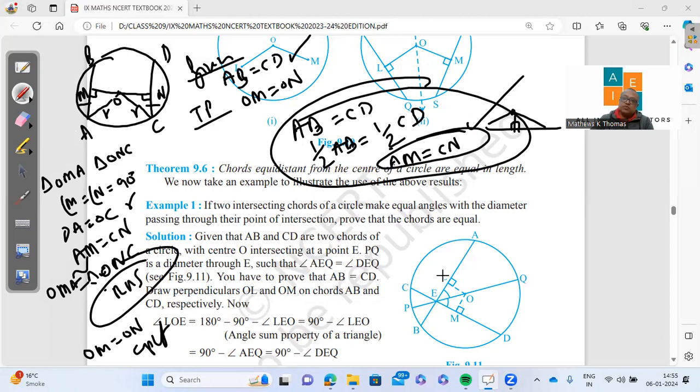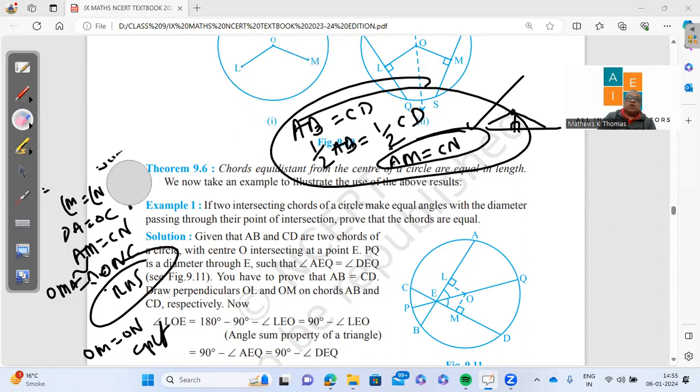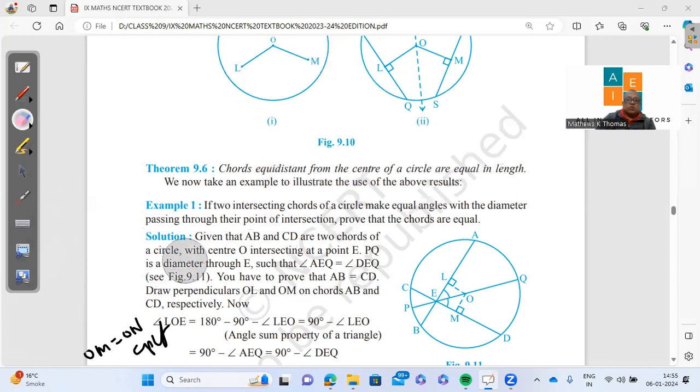And remember, the converse of this will also be true: if distances OM and ON are equal, then the chords are equal. Here, the same technique will be followed. The conditions will be different. You will prove the triangles congruent. And once we prove the triangles congruent, if OM and ON are equal, I can say the chords are equal, right? So equal chords are equidistant from the center. The converse is, equidistant chords are equal. So both theorems can be used in the questions that we are about to do.